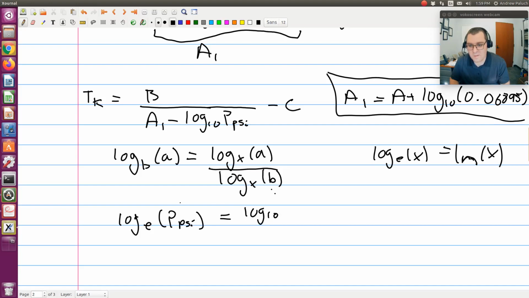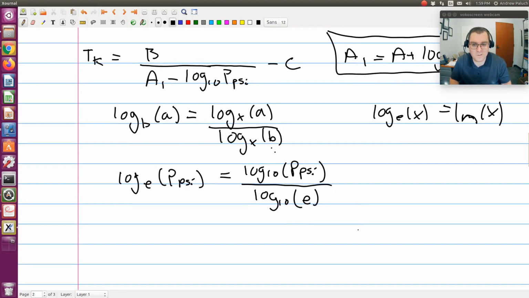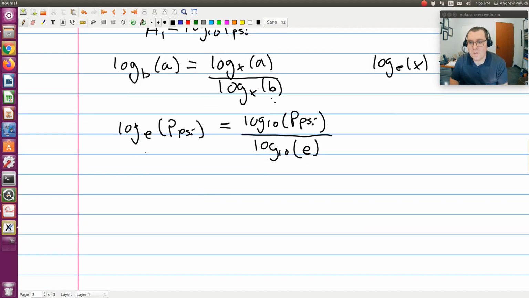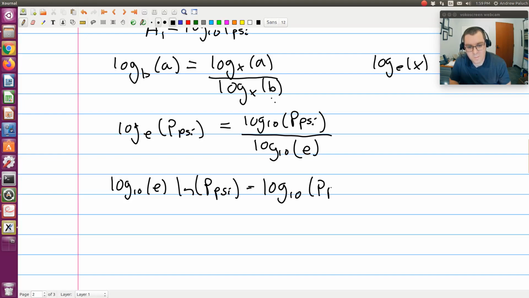So that's going to be log base 10 of a. Well, a is psi, as we've written it, divided by log base 10 of b. B is e, right? And e is just a constant. It's a number. So what I end up having then is, remember, log base e is natural log, is log base 10 of e times, I'll rewrite as natural log of p in psi, is equal to log base 10 of my pressure in psi.